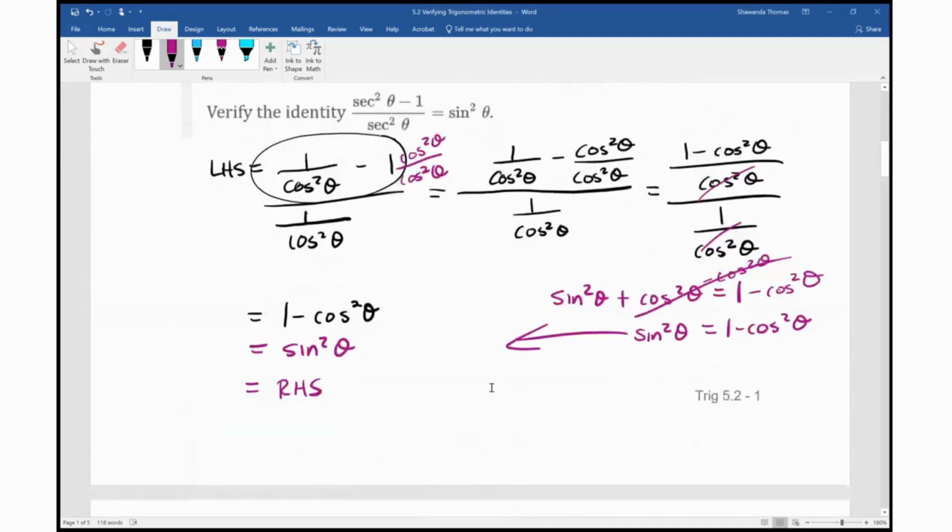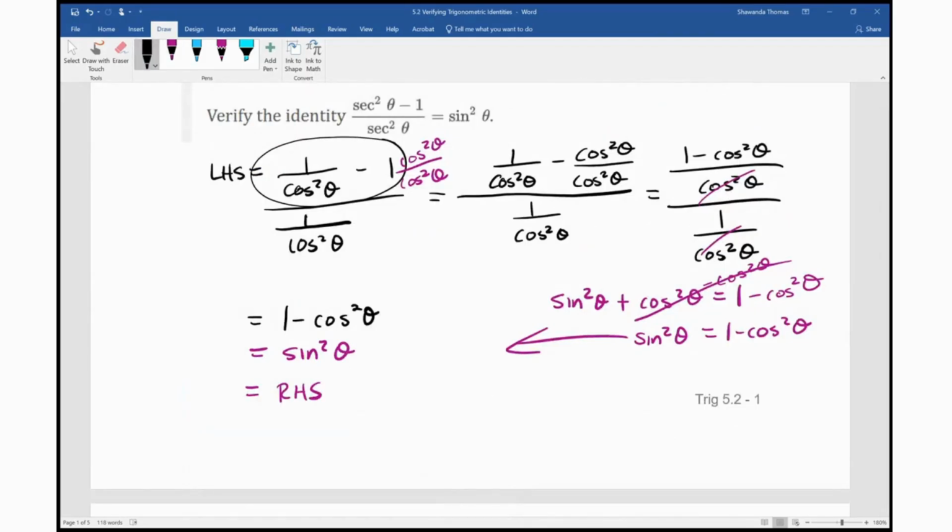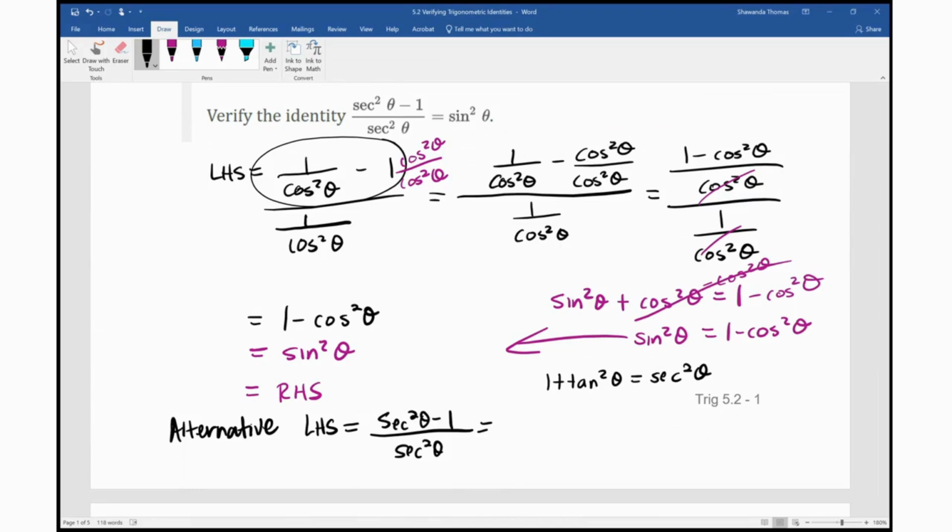Okay, so I'm going to do an alternative way. Alternative. So left hand side equals secant squared theta minus 1 over secant squared theta. Now, according to our identities, 1 plus tan squared theta equals secant squared theta. And if we want to figure out what secant squared theta minus 1 is equal to, we subtract 1 from both sides here. So that's tan squared theta equal to secant squared theta minus 1. So that's tan squared theta over secant squared theta. All right.